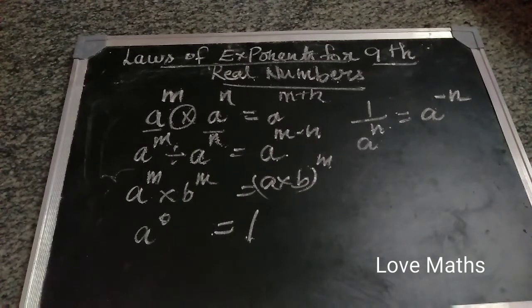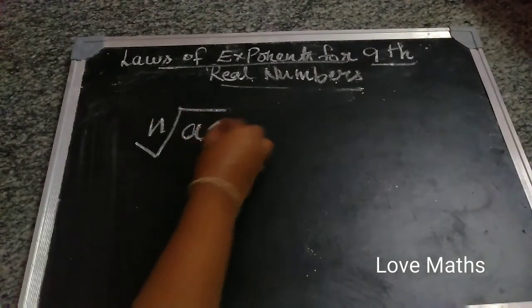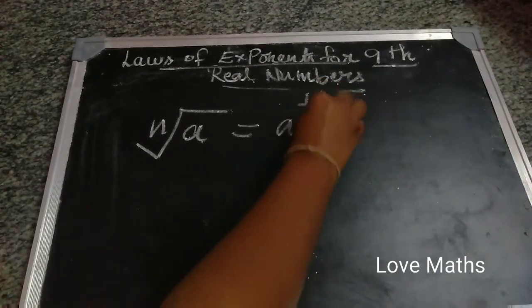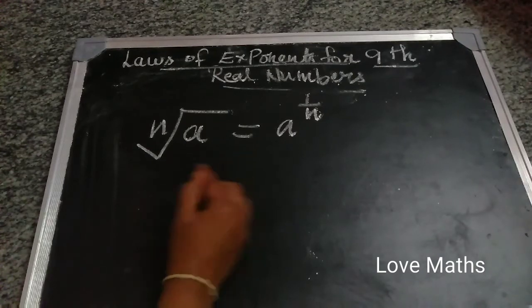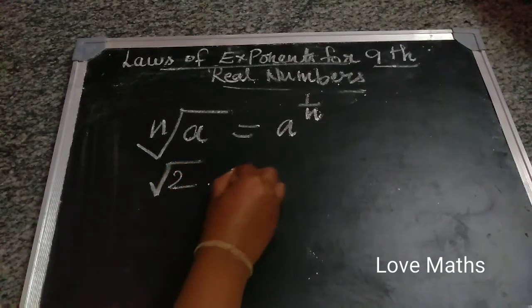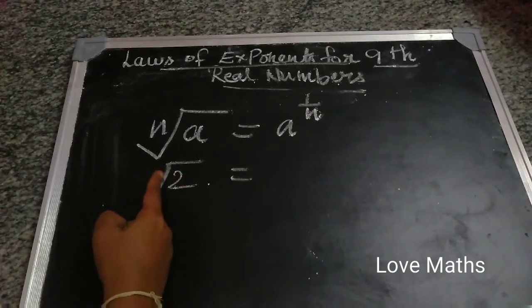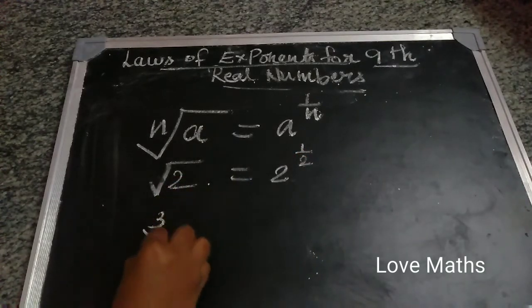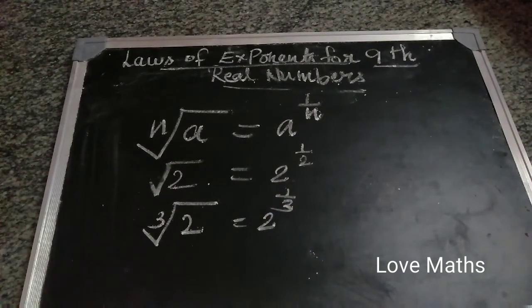Okay, a few extra things are there. Next, what is the meaning of nth root of a? It is a power 1 by n. This is the meaning of nth root of a. Only root 2 means square root of 2, so 2 power 1 by 2. In case cubic root of 2 means 2 power 1 by 3. This is the meaning.